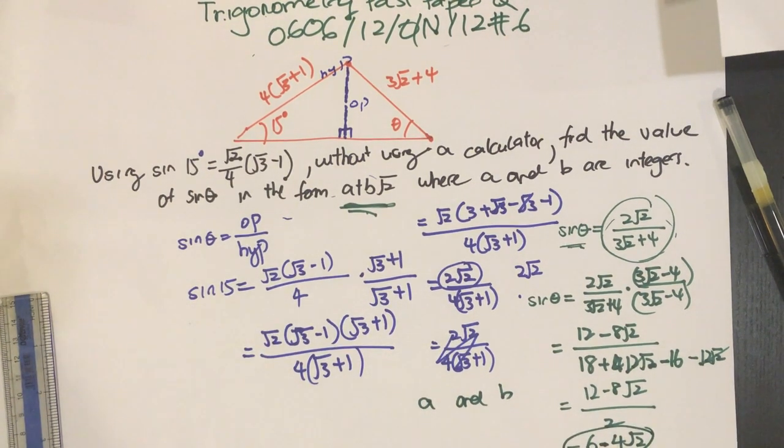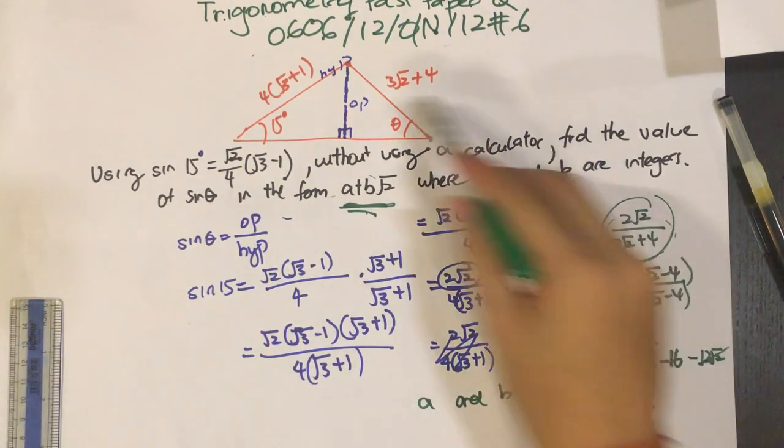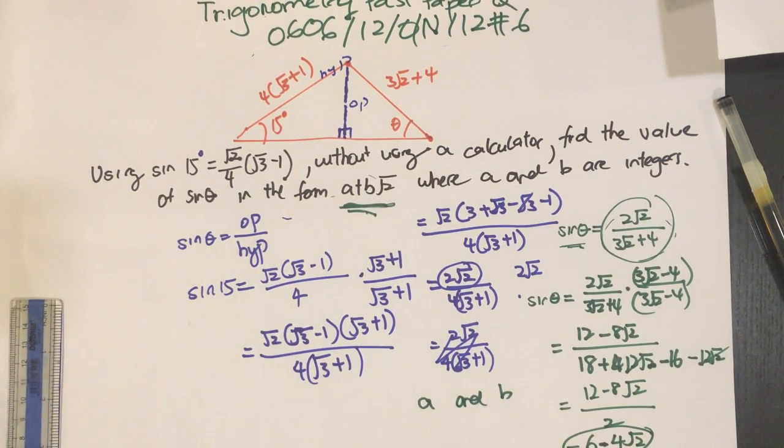So this is our answer for the representation of sine theta in the form of a plus b root 2. And basically this marks off our video on a past paper question review. Thank you.